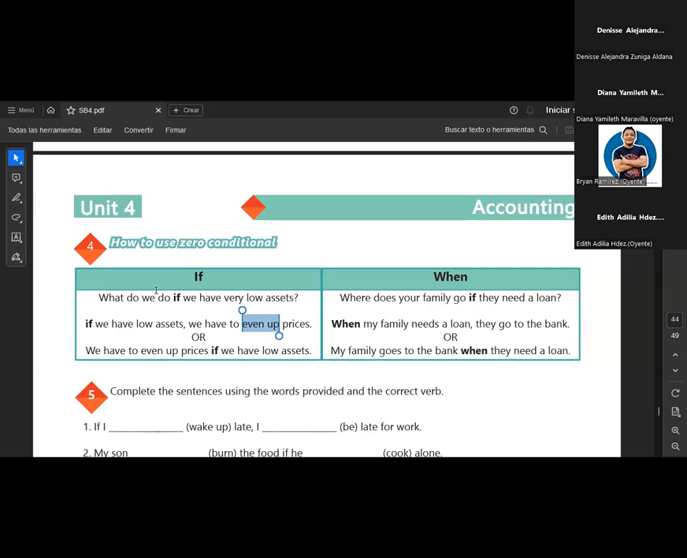Significa. What do we do if we have very low assets? If we have low assets, we have to even up prices. Or we have to even up prices if we have low assets. Thank you for reading. Diana, can you please help me read this part?